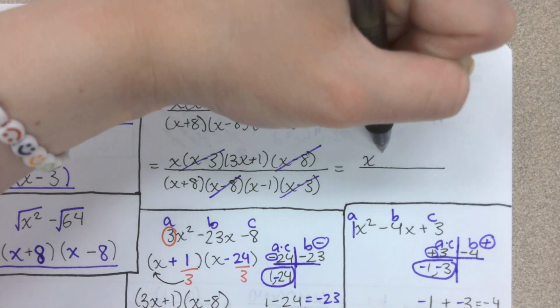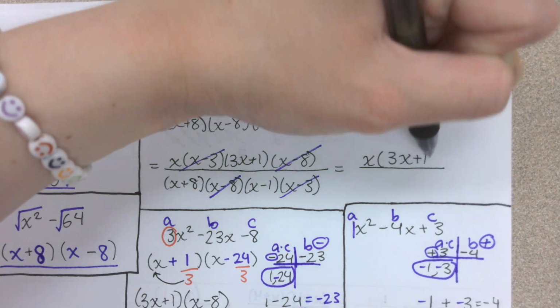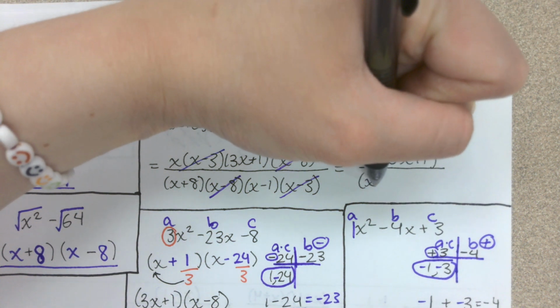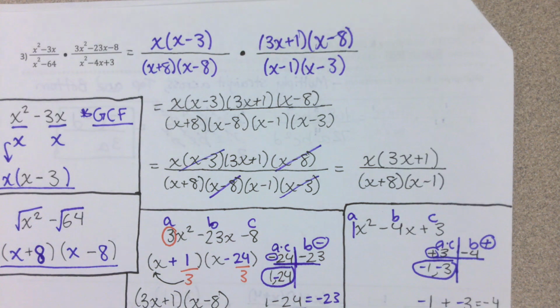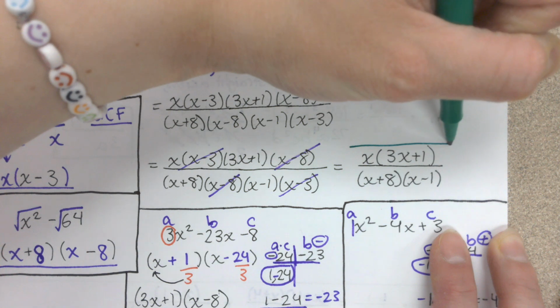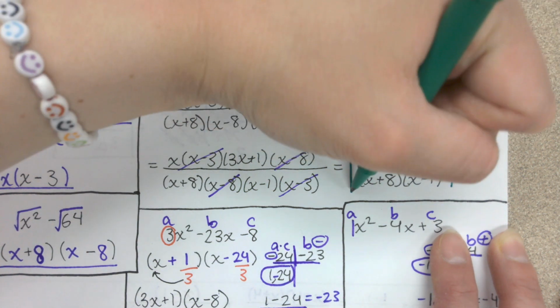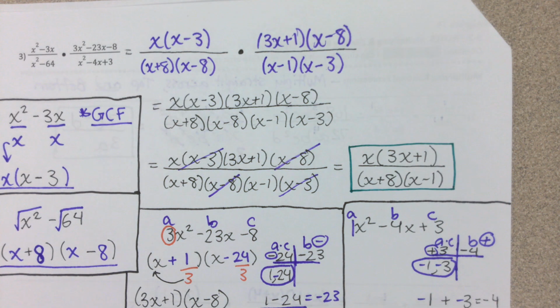We have x times 3x plus 1 over x plus 8, x minus 1. There's our answer. Questions on number 3 before I do the final problem for today, number 4.